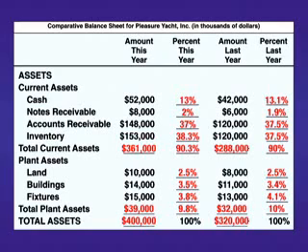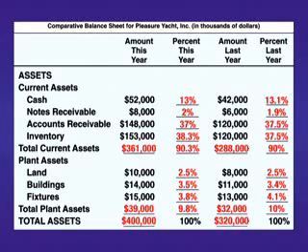We can also do plant assets. Land is $10,000, which is 2.5% of $400,000. Buildings, $14,000, which is 3.5% of $400,000. Fixtures, $15,000, which is 3.8% of $400,000. And our total plant assets of $39,000 is 9.8% of $400,000. As you can see, you can perform the exact same procedure in finding last year's percents.